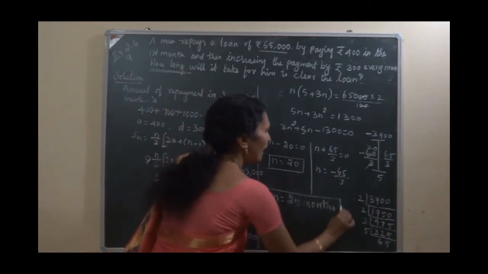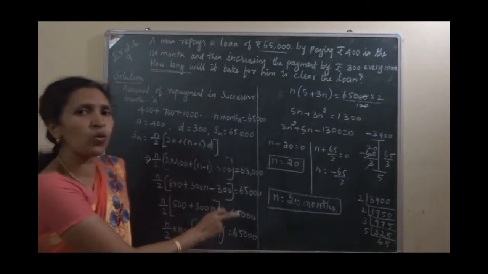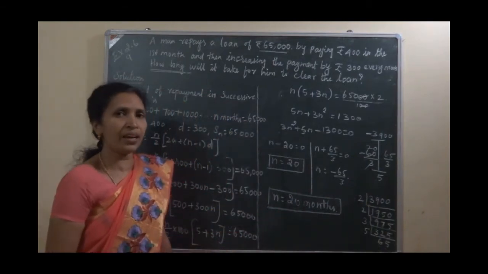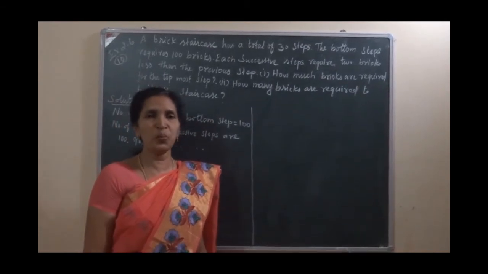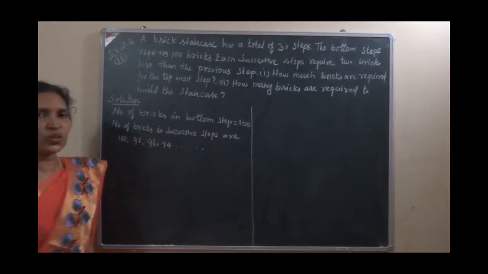Months, it won't come in negative value, so you must take only the positive value. Clear? Understood, students? Now we are going to learn exercise 2.6, 10th question.